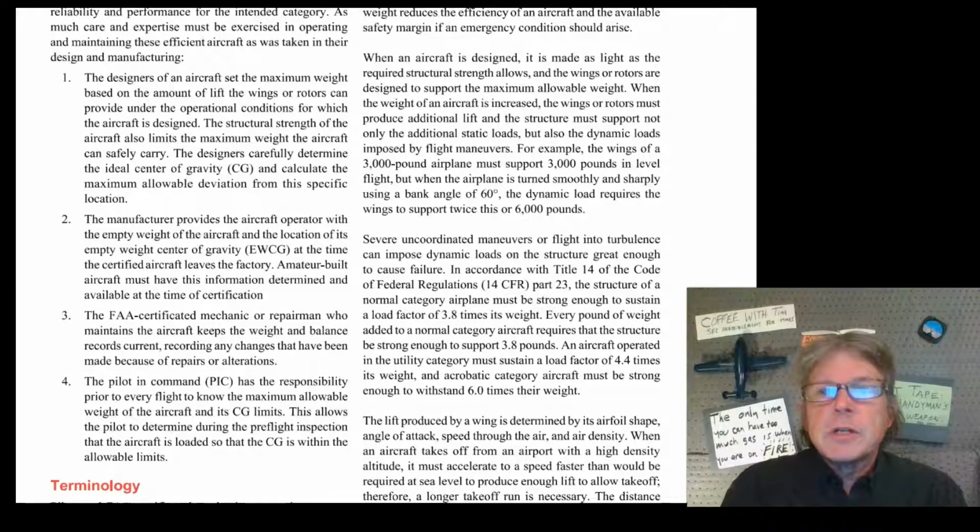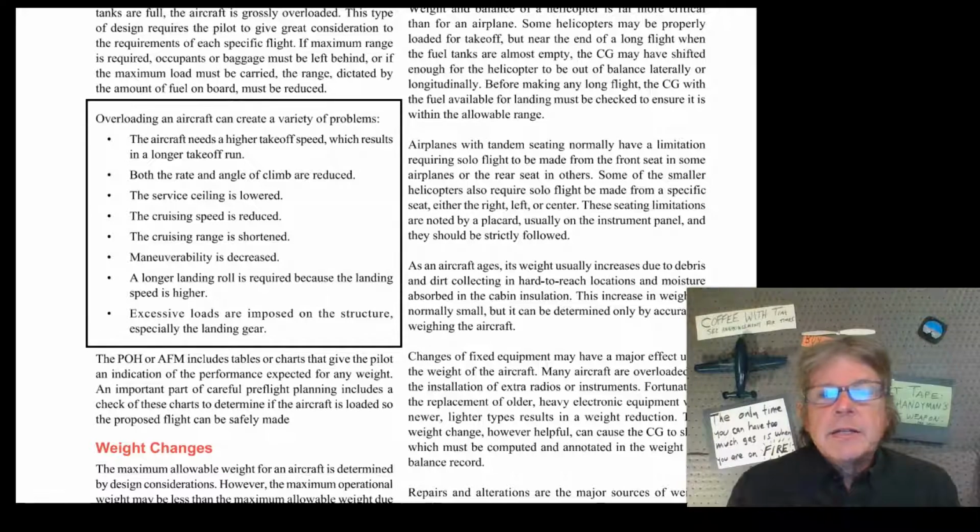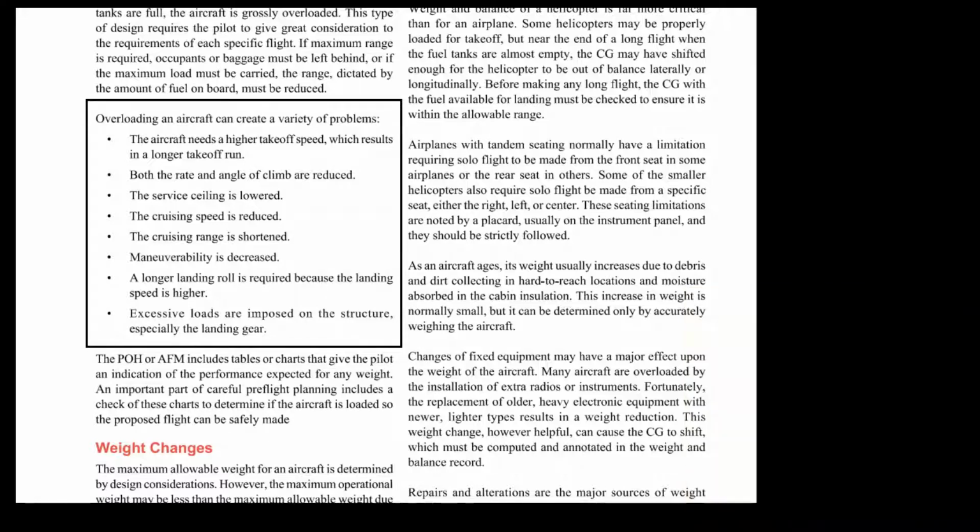Next, the FAA talks about flying the airplane. When you fly an airplane, normal maneuvers are safe to perform as long as the airplane is in balance and is not overweight. So next what we're going to talk about is what happens if an airplane is overweight. Here are the effects of overloading an aircraft. The aircraft needs a higher speed to take off, and that means it's going to use a longer amount of runway to get up to that speed. So an overloaded airplane is difficult to take off. It's difficult to get it off the ground.